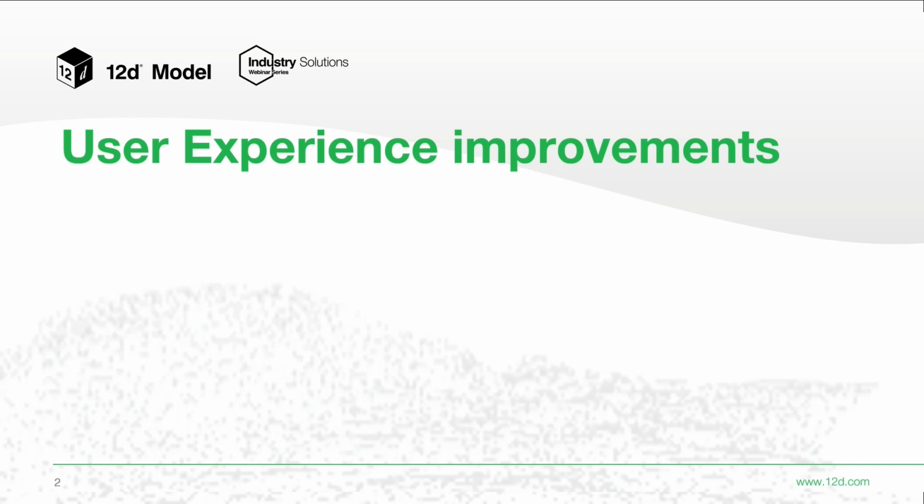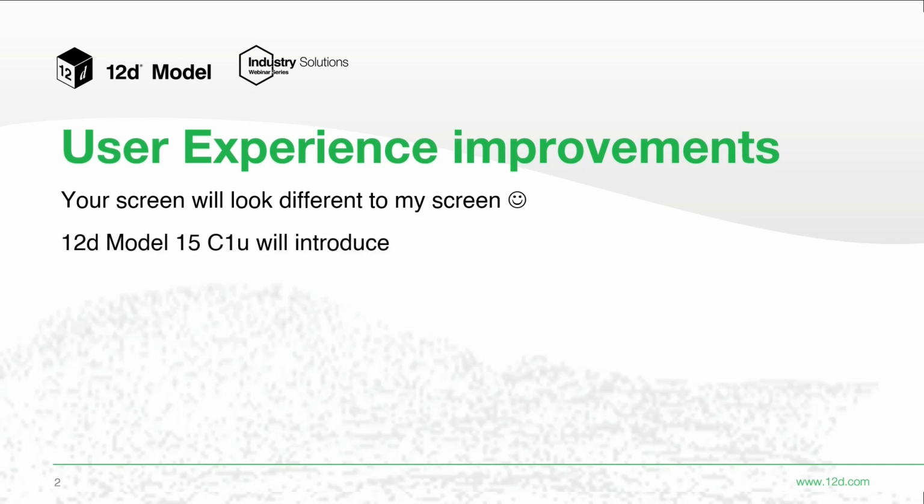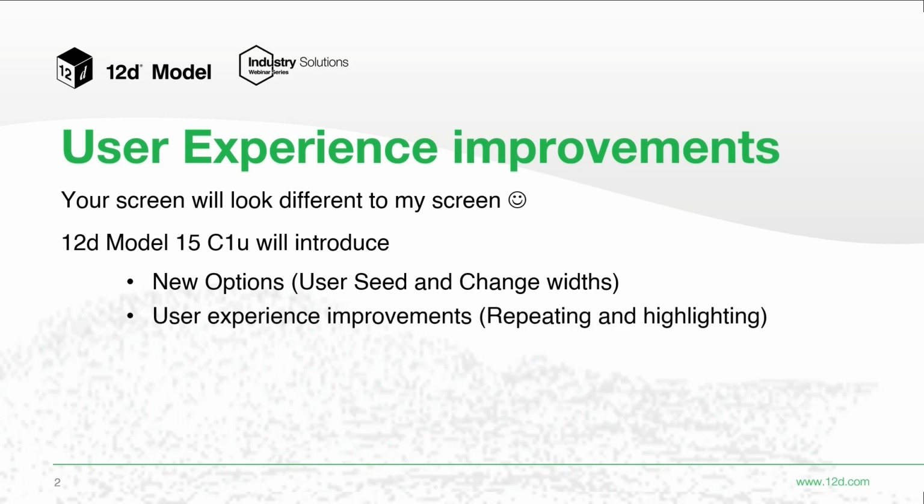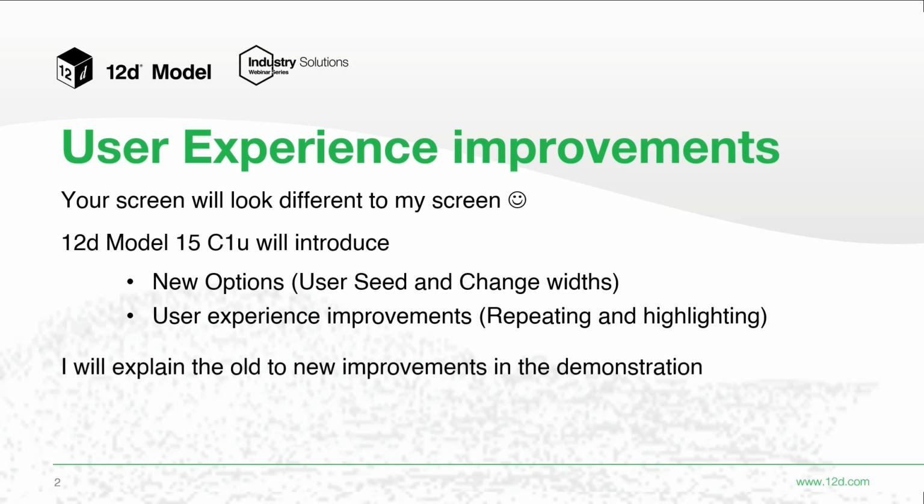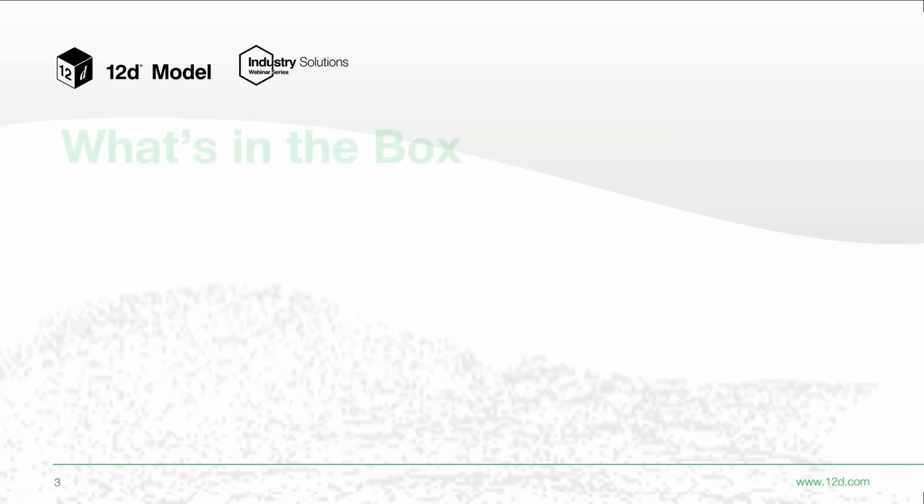We have some user experience improvements. So the screen that you're looking at the moment will look different to my screen that I'm showing you with the demonstration. 12D Model 15 C1U will introduce a couple of things that you'll see. New options, a user seed and change width option. User experience improvements, so you'll see that they are repeating commands, so you don't actually have to go and reselect toolbar options or menu options over and over again. And I'll explain the old to the new improvements in the demonstration. So I'll explain to you what you can be doing before C1U and what you'll be doing after C1U.